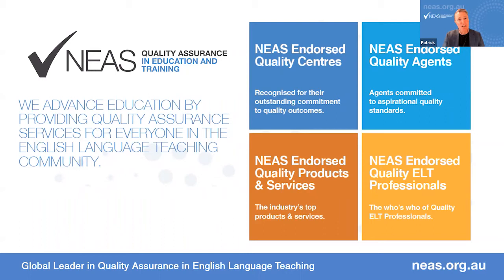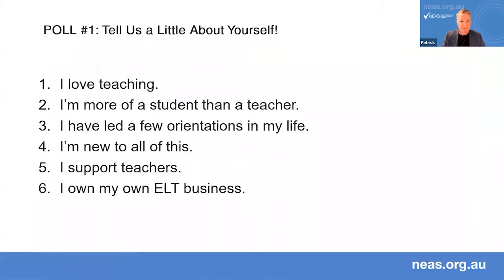So if you're a teacher or an academic manager and you would like to be listed as an ELT professional on the NIS website, it's a really simple process. You apply for a listing and you can have a listing for 90 days. And during that 90 days, you have to start to undertake some of our professional development to stay on the listing and stay a listed ELT professional. Welcome to all of you.